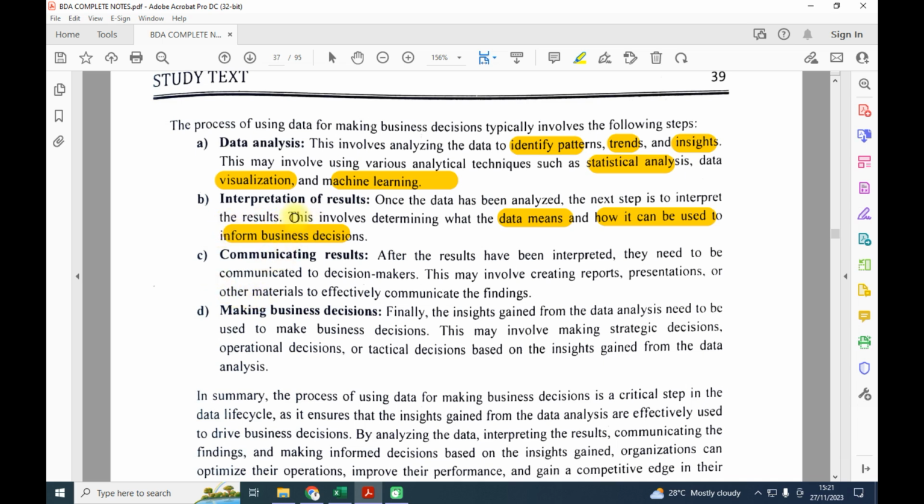After you have interpreted, assuming you are the data analytics analyst, you then communicate the results to the users, the management. After the results have been interpreted, they need to be communicated to the decision maker. So here is the management. This may involve creating reports, presentations, or other material to effectively communicate the findings. So you'll create the reports, the presentations, the data visualizations, the dashboards, so that you can communicate the results to the user. And users here are the management who are the decision makers. And after you have communicated the results, the users will make business decisions.